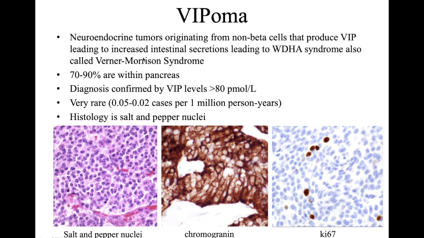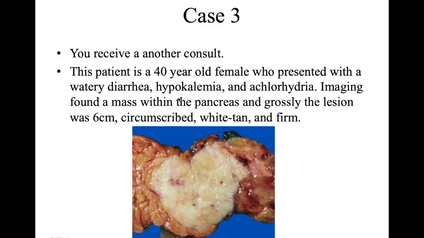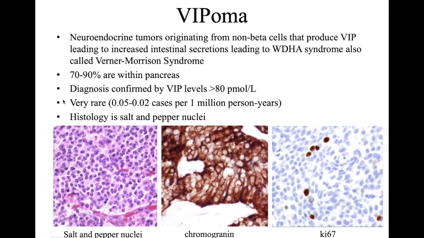This is a neuroendocrine tumor originating from non-beta cells that produce VIP, leading to increased intestinal secretions like the Verner-Morrison syndrome: watery diarrhea, hypokalemia, and achlorhydria. I just want to make sure that I say that right. It's hypokalemia. Okay. This is also called the Werner-Morrison syndrome. 70 to 90% of these are within the pancreas. Diagnosis is confirmed by high VIP levels. These are super duper rare.